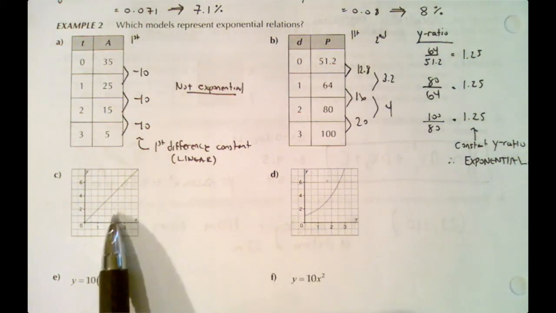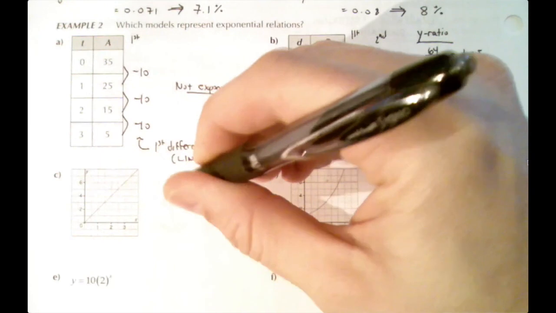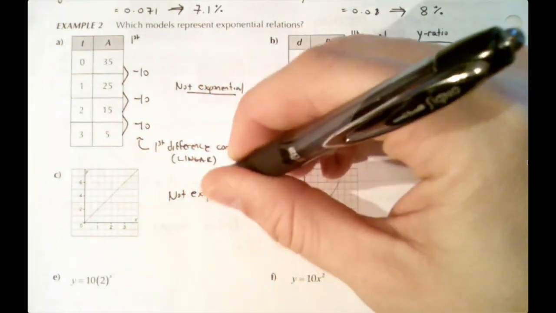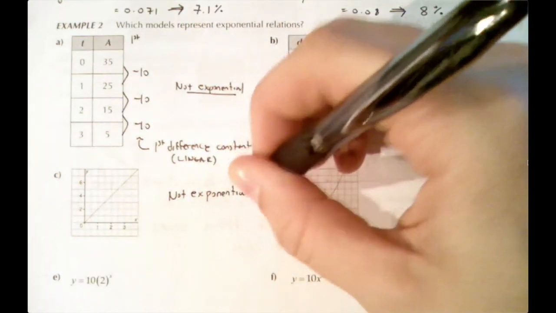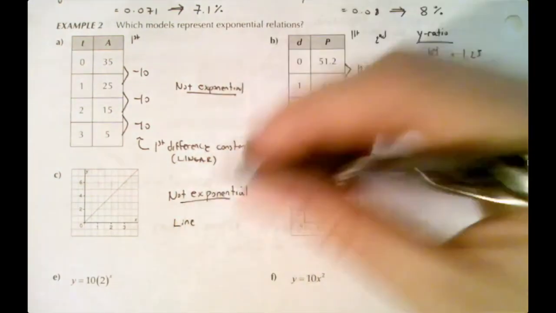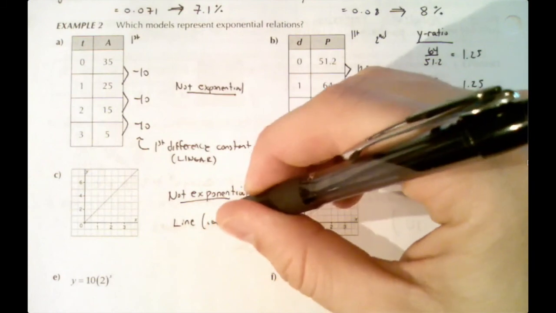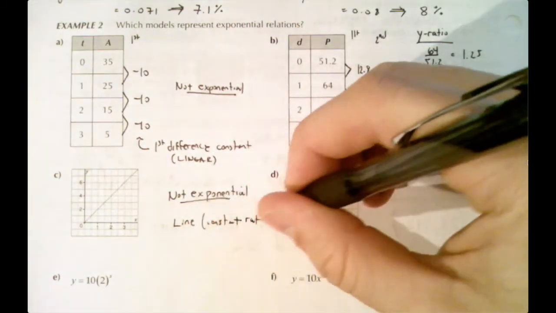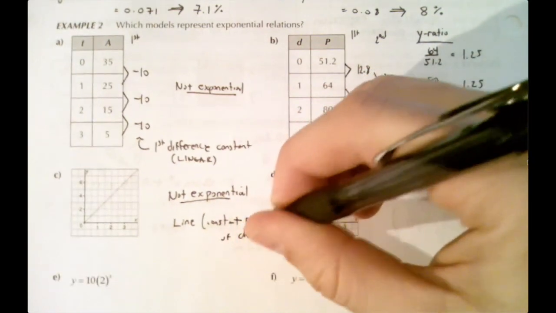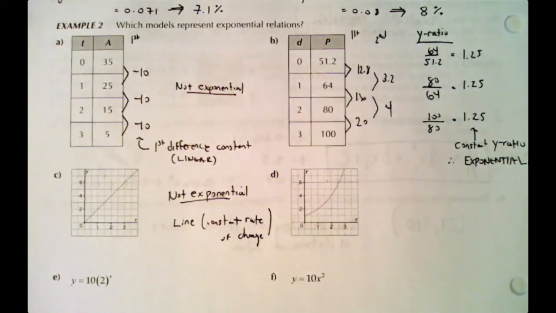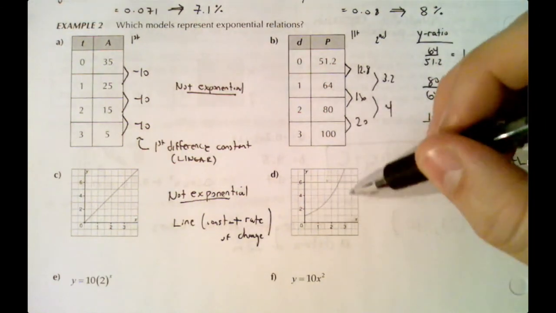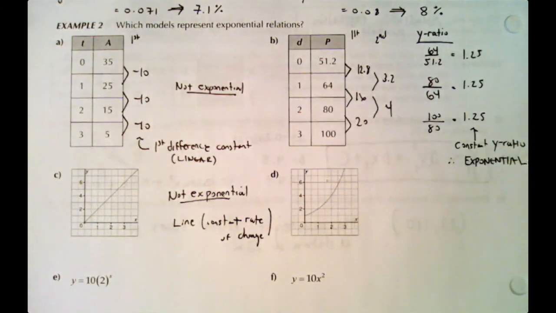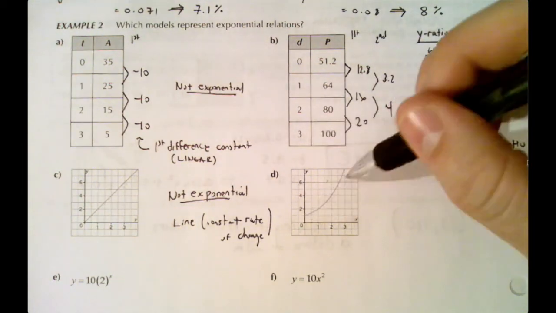Our first graph is clearly not exponential. And why is it not exponential? Well, it's because it's a line. It has a constant rate of change. But our second one might be exponential, but it could be a parabola as well. It could be part or half of a parabola.